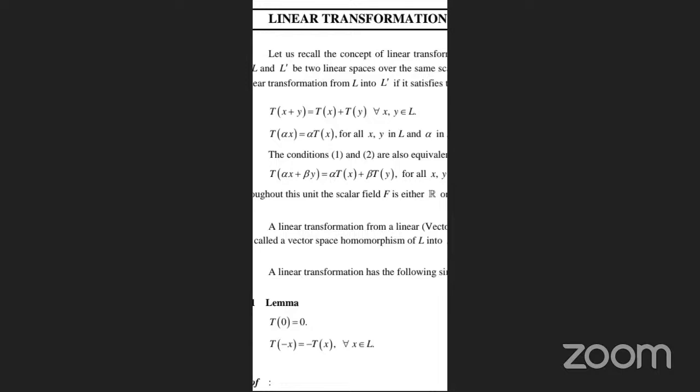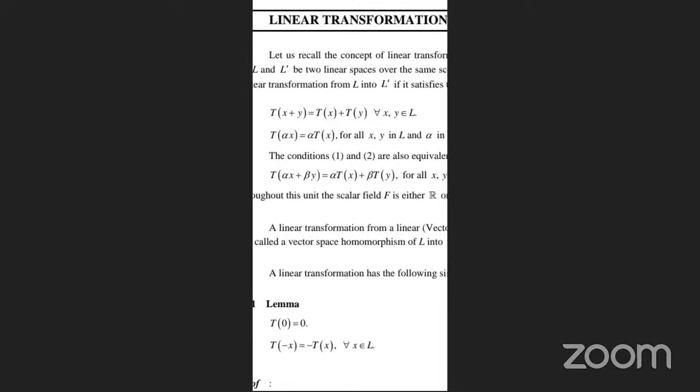And the second condition is the scalar multiplication, that is, under the transformation, T of alpha x equals alpha times T of x, for all x belonging to L, x being any one element of the linear space, and alpha being a field element.